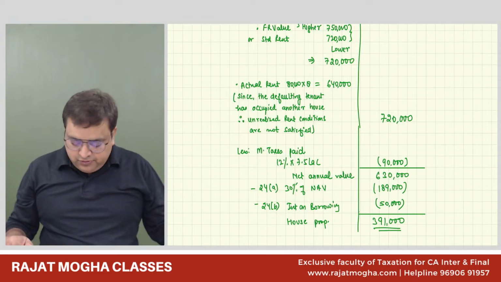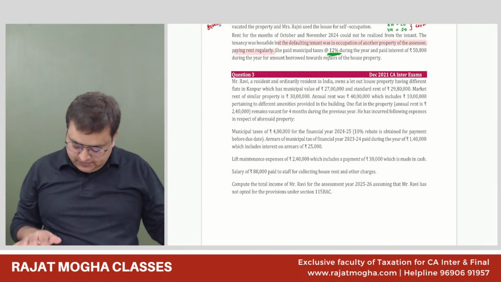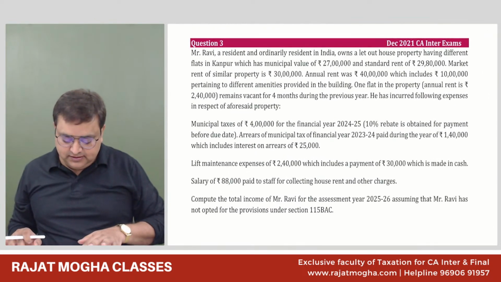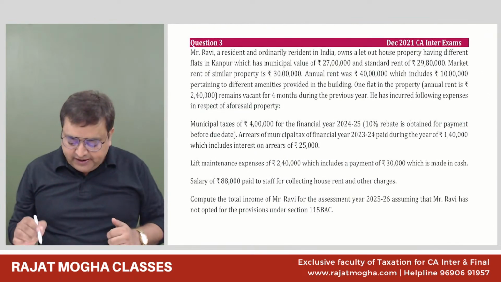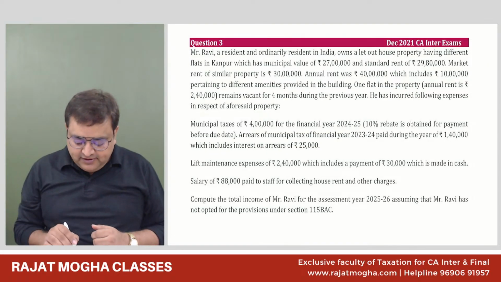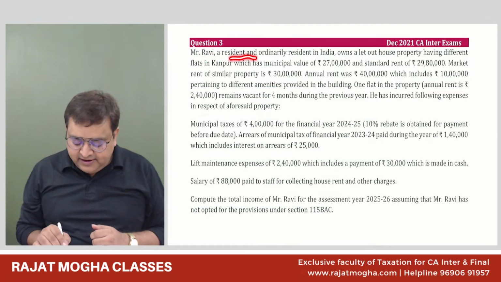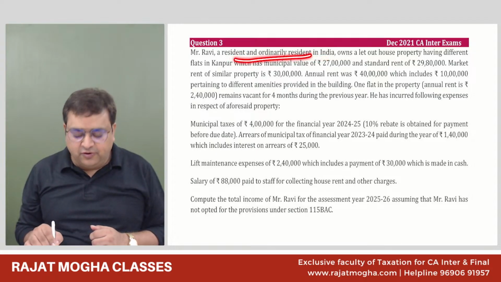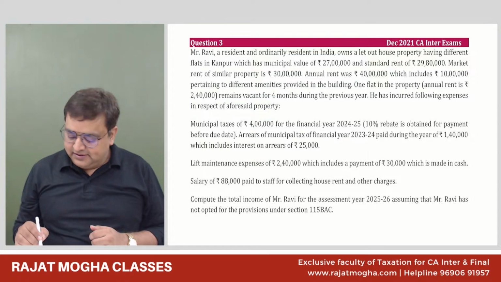Let me come to the last question for the day. That is a good question. Question number 3. It says Ravi, a resident and ordinary resident in India. So he is an ordinary resident, global income would be taxable.